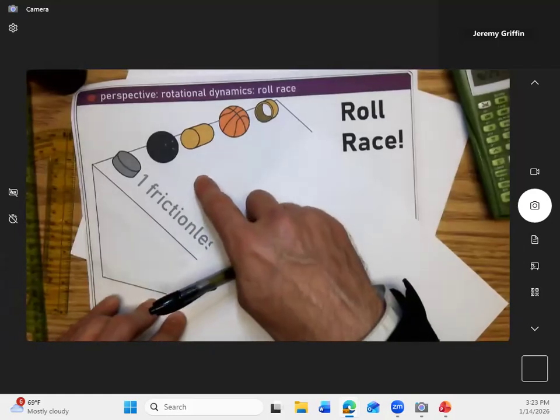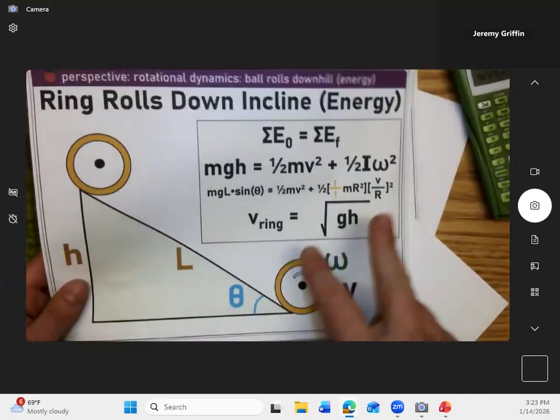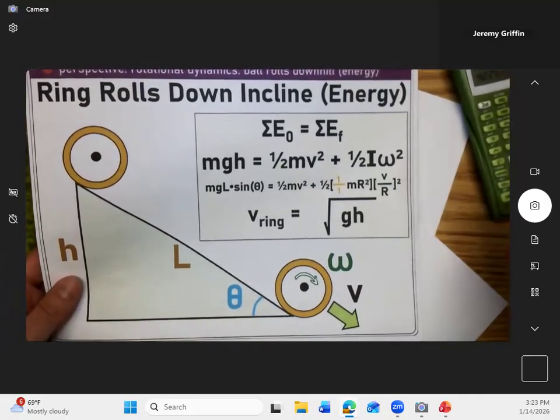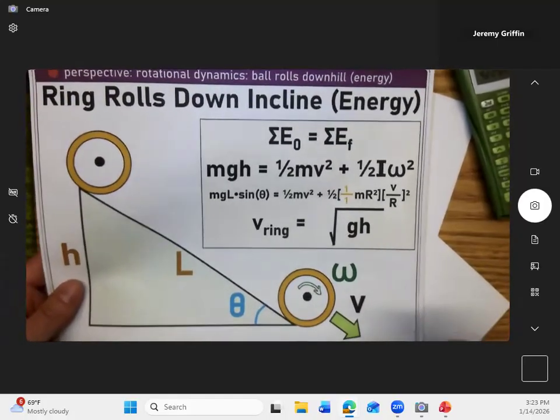But what about these rolling objects? Now, you've seen from these last few that the mass and the radius end up canceling out, so that's irrelevant. You guys see that? Mass and radius cancel out? Okay. But what does matter is how the mass is distributed.